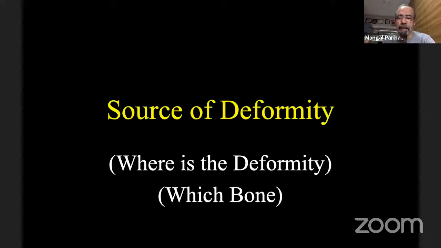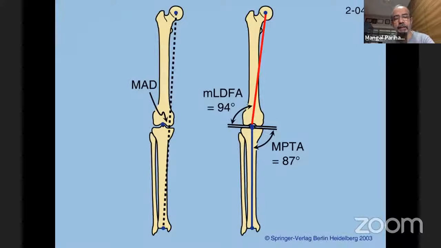Now, once we decide that there is varus or valgus, then we need to come to the source of the deformity. That is, which bone is the deformity in? Is it in the femur or the tibia? So here is an apparent varus deformity. Here the LDFA is 94, which is more than normal. I said 90, and the MPTA is 87. So this is a patient who's got only distal femoral varus, and this patient would be better served by having a femoral osteotomy, and not the classical standard teaching that valgus osteotomy has to be done in the tibia and varus osteotomy has to be done in the femur. You have to evaluate each deformity by these principles of deformity correction and then decide what you're going to correct.